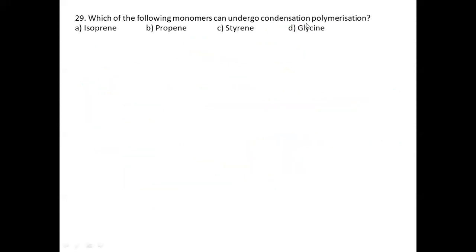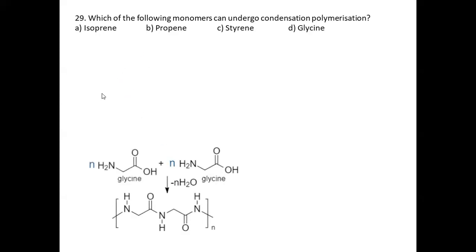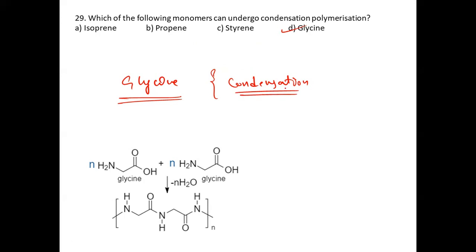29. Which of the following monomers can undergo condensation polymer? Given options are isoprene, propene, styrene as well as glycine. Here we can observe option D, glycine, can undergo condensation polymerization. Condensation refers to the combination of two or more substances by eliminating smaller molecules like water, ammonia, HCl, etc. In polymerization we have two types: one is addition, another is condensation polymerization, a combination of two monomeric units.